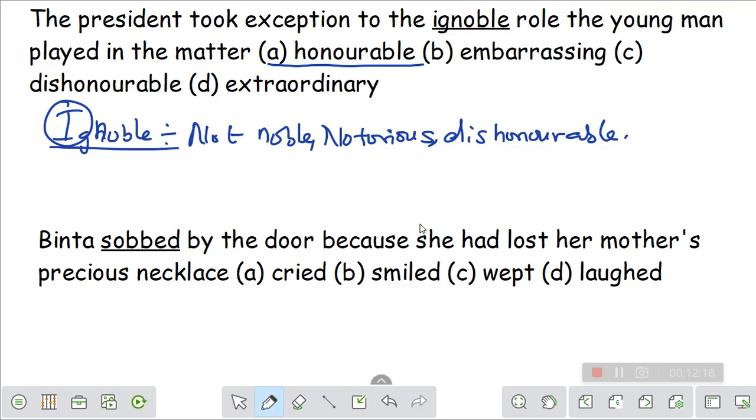Binta sobbed. When you are watching films, at times you will see them put brackets like this when someone is crying. So Binta sobbed by the door because she had lost her mother's precious necklace. Sobbed means you cry. So what is the opposite of crying? Option A, cried. B, smiled. C, wept. D, laughed.